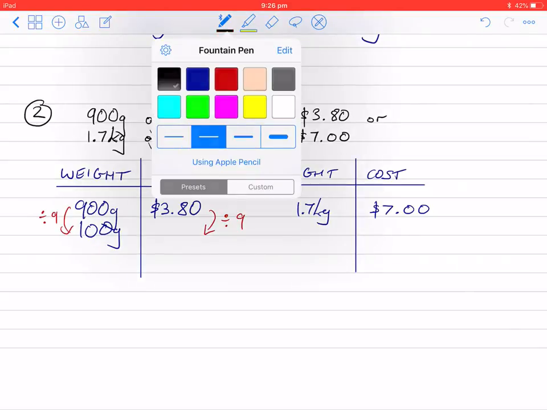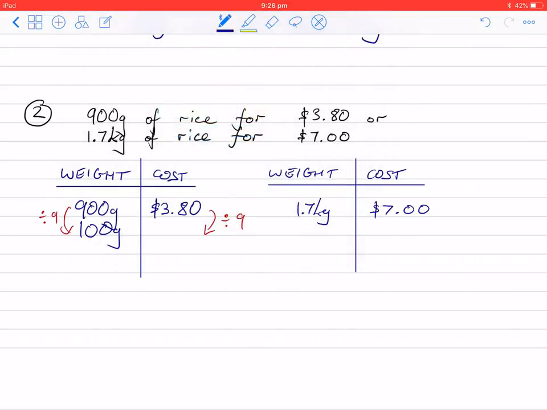Now, it's not a very nice answer. You'll see on your calculator, it says 0.42222 forever, or 0.42 recurring. Now, we're not really interested in that. We're just going to round it. We're just going to make it $0.42. So we've just rounded it to 2 decimal places, and we think that should be accurate enough. We just want to find out which one's the cheapest.